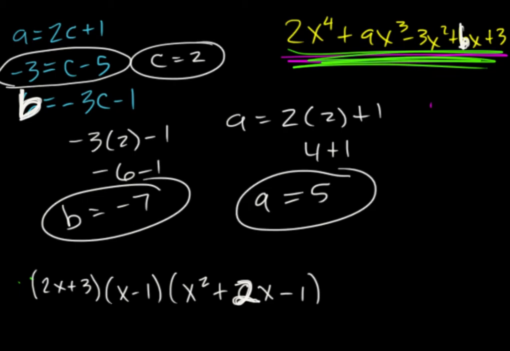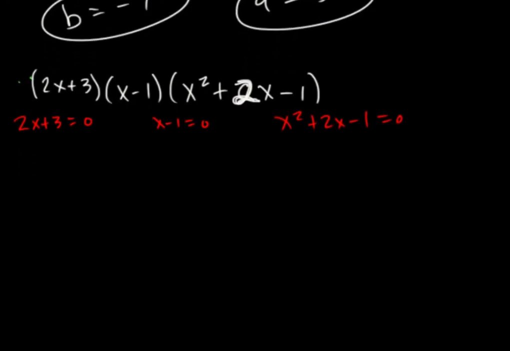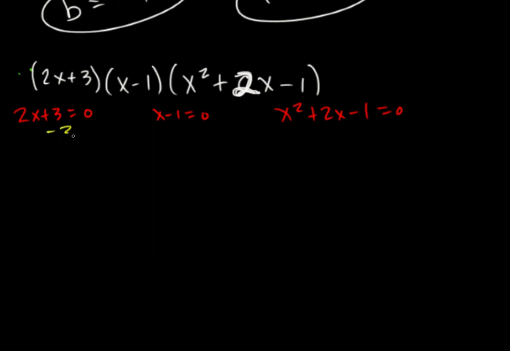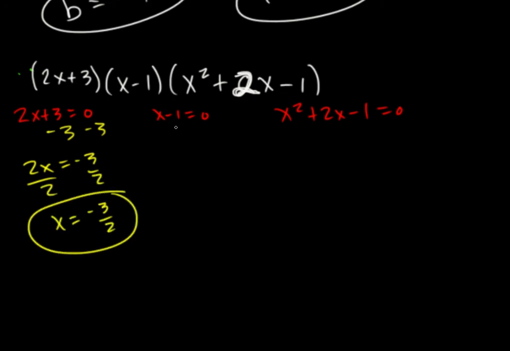So what that means is we're going to set each of these factors equal to 0. So 2x plus 3 equals 0. x minus 1 equals 0. And x squared plus 2x minus 1 equals 0. So let's get some room. Okay, these first two are pretty quick, just some basic algebra. So there's one of our zeros, there's another one. Now we can try to factor this, but it's not going to work. So I'm going to use the quadratic formula.